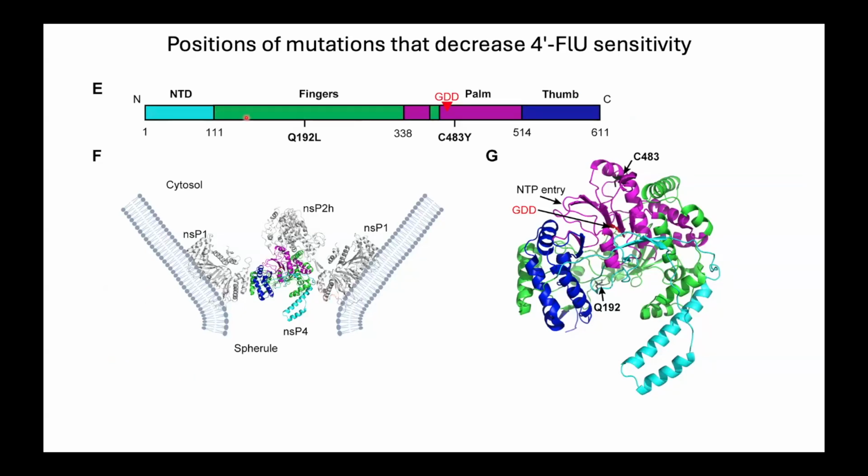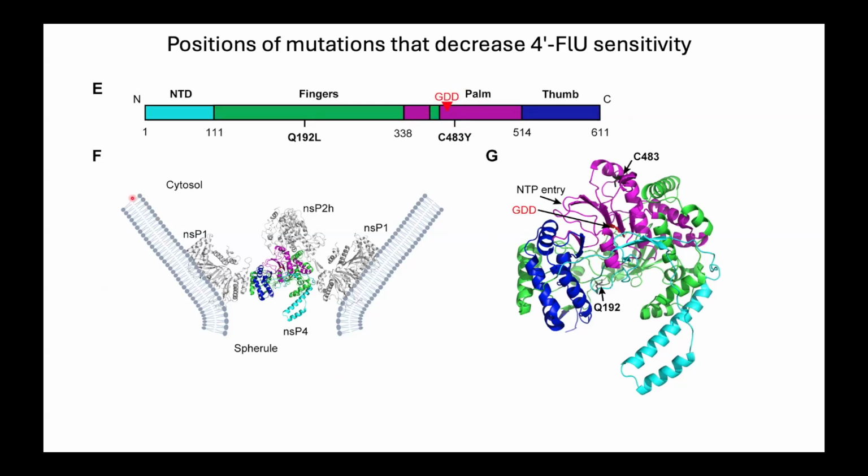So they're on NSP4, as I told you. So here's a little schematic of NSP4. It has the typical finger, palm, thumb domain arrangement. And you can see that Q192L is located here. The cysteine 483Y is located here, relatively close to the active site.